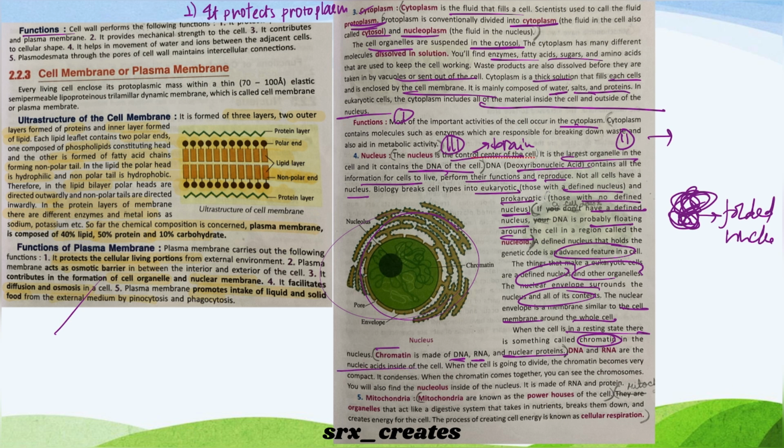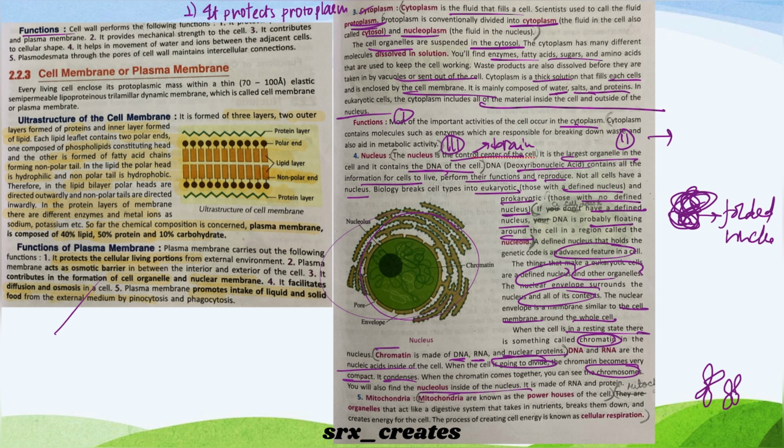We all know chromatin becomes very compact when the cell is going to divide. When the cell is going to divide, it condenses. Condense means to stay more stuck together, more compact. When the chromatin fibers come together, you can see the chromosomes. Means when they come more together, this structure forms.